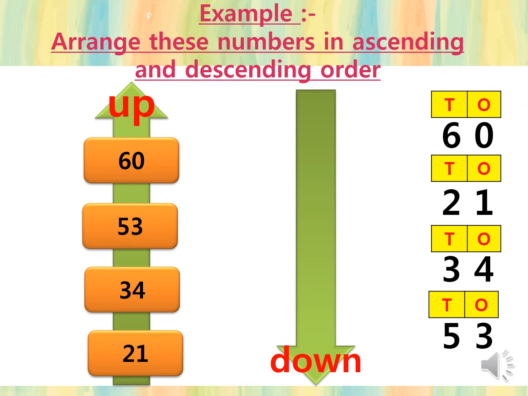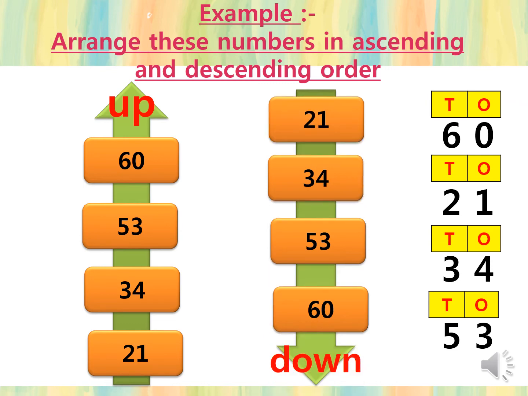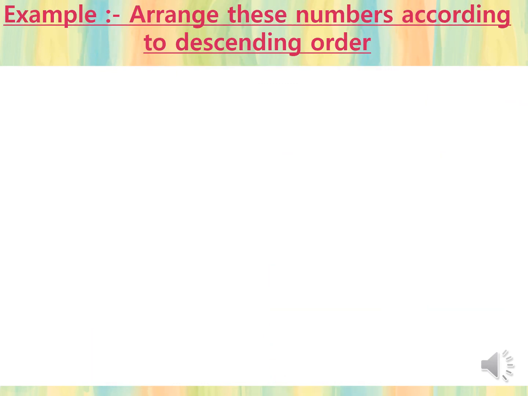Okay, now let's arrange in descending order. Remember, descending order is from the greatest number to the smallest number. Okay, let's start. Which number here is the greatest number? Look at tens place. 60. Then 53. Then 34. And the last one here, 21.